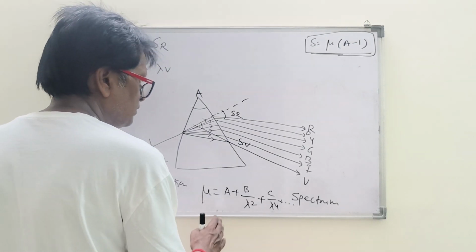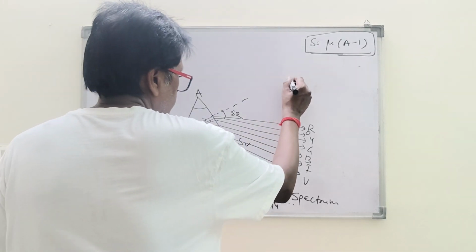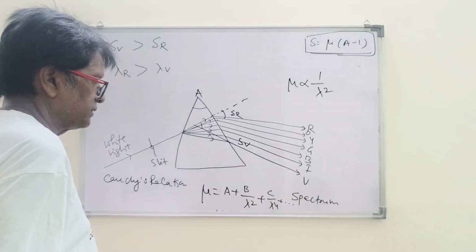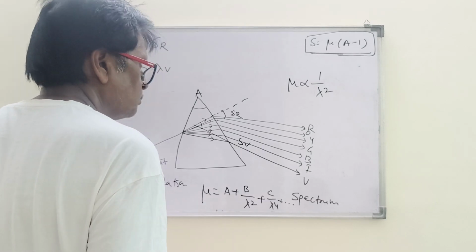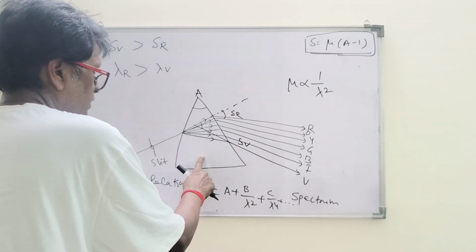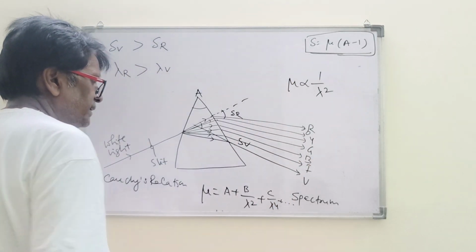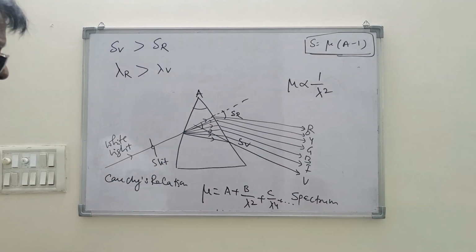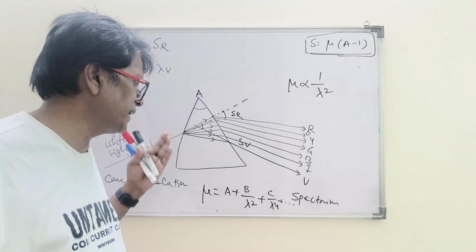So what we see here, we see that mu is inversely proportional to lambda square. Mu is inversely proportional to lambda square. A, B, C are constants. If the wavelength of the color is more, the refractive index of the glass prism will be less. So for the red color of light, the refractive index of the prism material becomes less. So for the different component colors, the refractive index of the prism material is different.